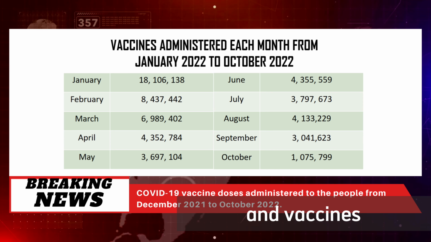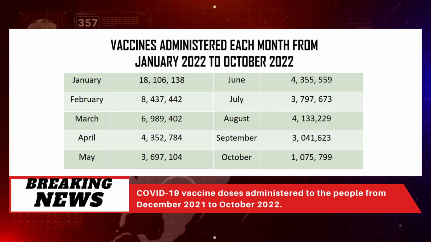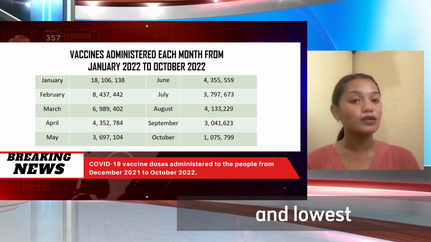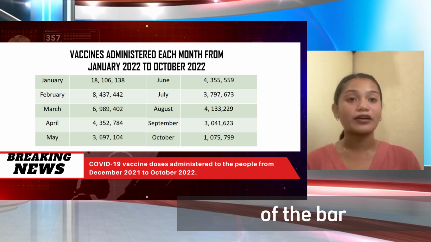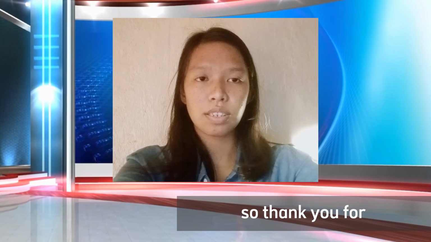So here is the data on vaccines administered each month from January 2022 to October 2022. The table also presents the months with the highest and lowest number of vaccination doses administered to people per month. For the presentation of the bar graph, we have Ms. Heily. So thank you for that, Ms. Krylov.